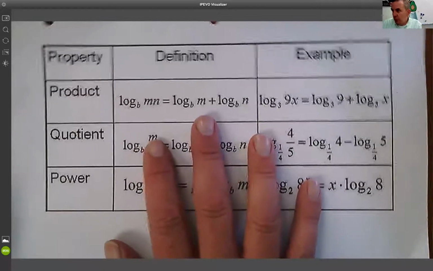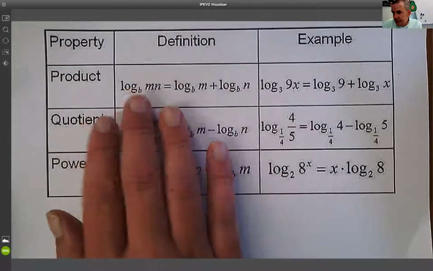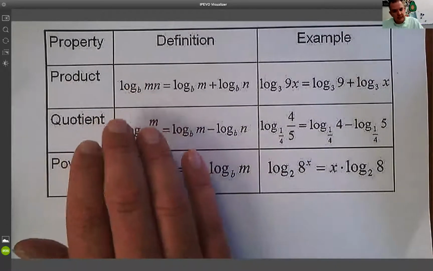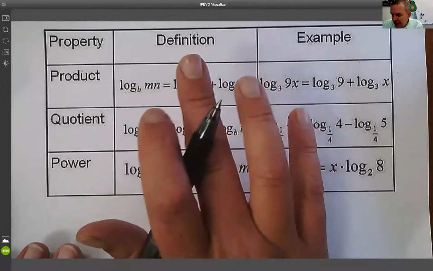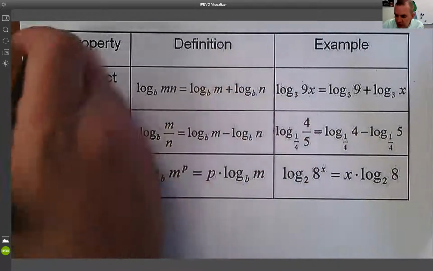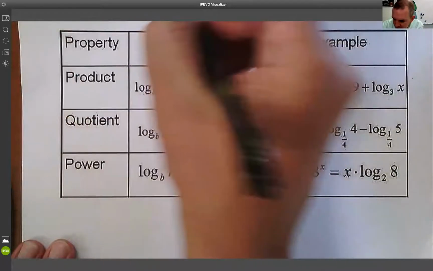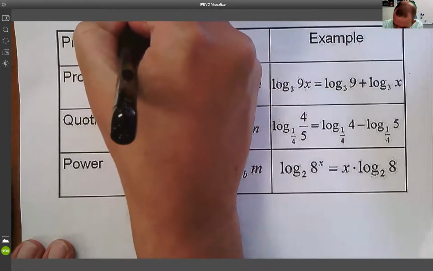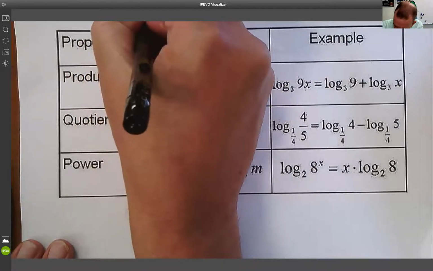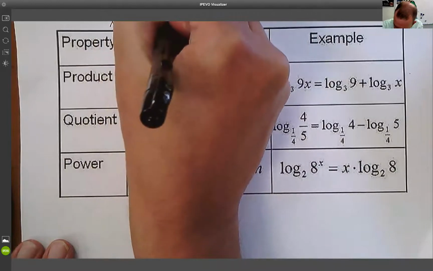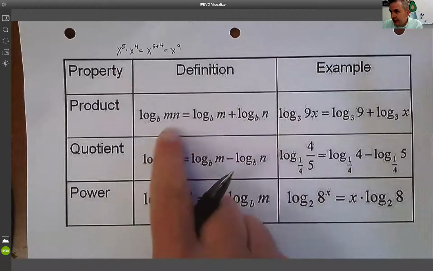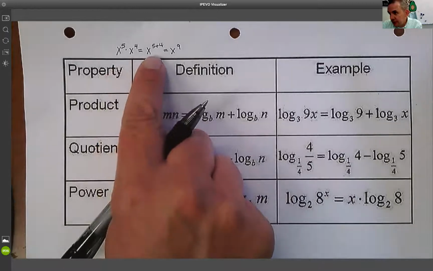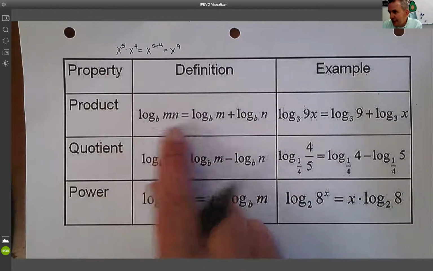This will be a little bit of a review of the previous one, but we did do these definitions again. These are the properties of logs, kind of like your rules of exponents. When I said something like x to the fifth times x to the fourth equals x to the 5 plus 4 equals x to the 9, that's kind of this product rule.